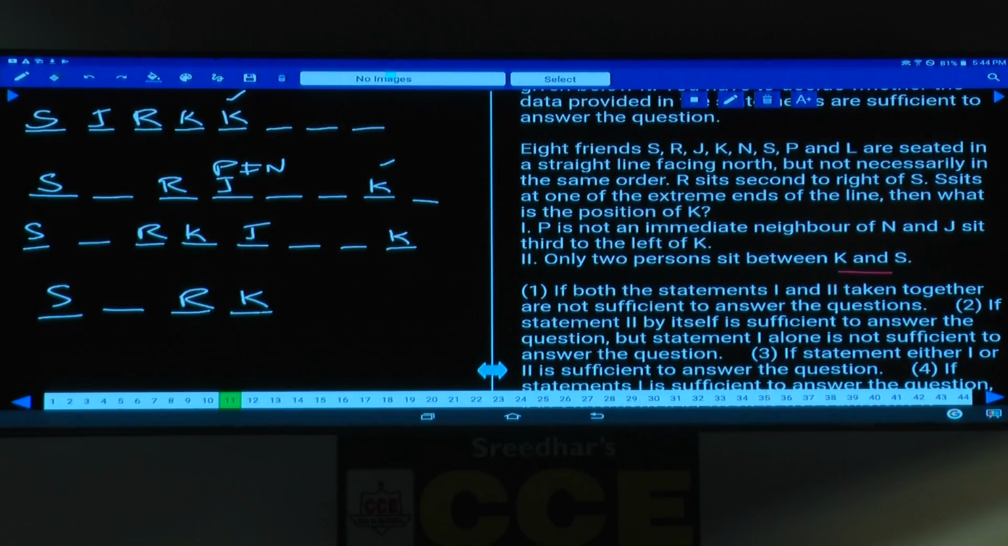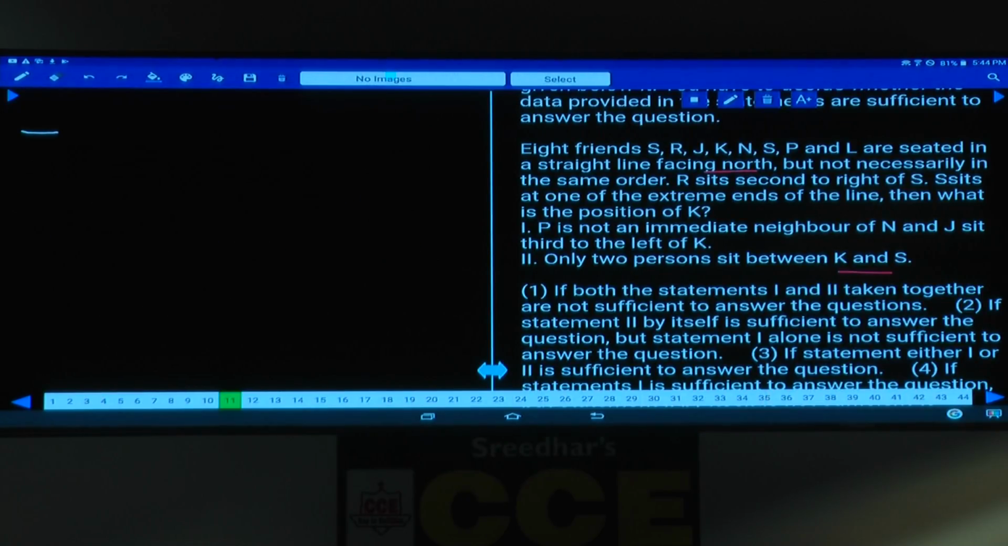Now, 8 friends are seated facing north. Everyone is facing north, 8 persons are there. Eight persons are seated in a straight line facing north, but not necessarily in the same order: 1, 2, 3, 4, 5, 6, 7, 8. If you take S at this place, R sits second to the right of S. S is at one of the corners.